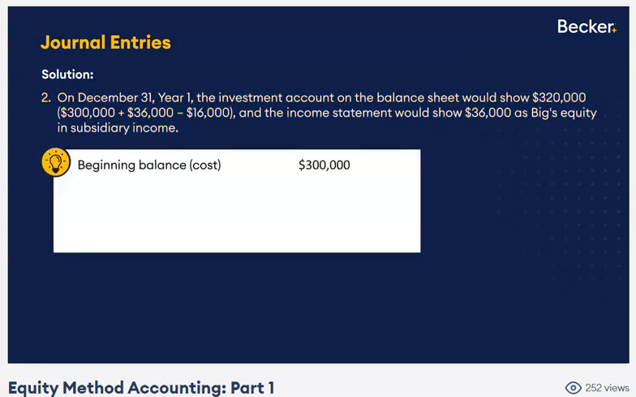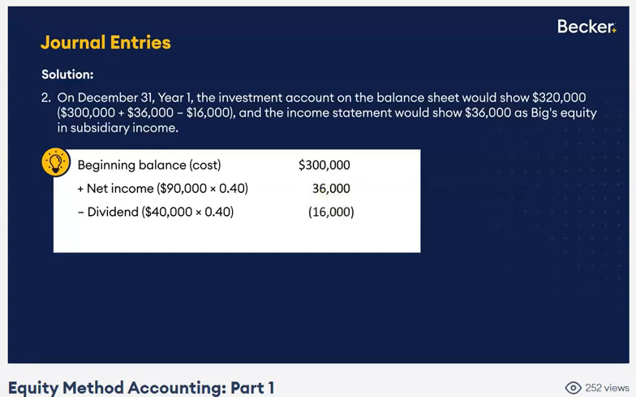So we start with our beginning balance, right? Base acronym, beginning balance, our initial cost, which includes the legal fee, $300,000. We add our percentage share of a profit. We would have subtracted our percentage share of a loss, but we have a profit. So we add the 36. We subtract our percentage share of the dividend, 16. That's how we get our ending balance. It's an adjusted balance, okay?